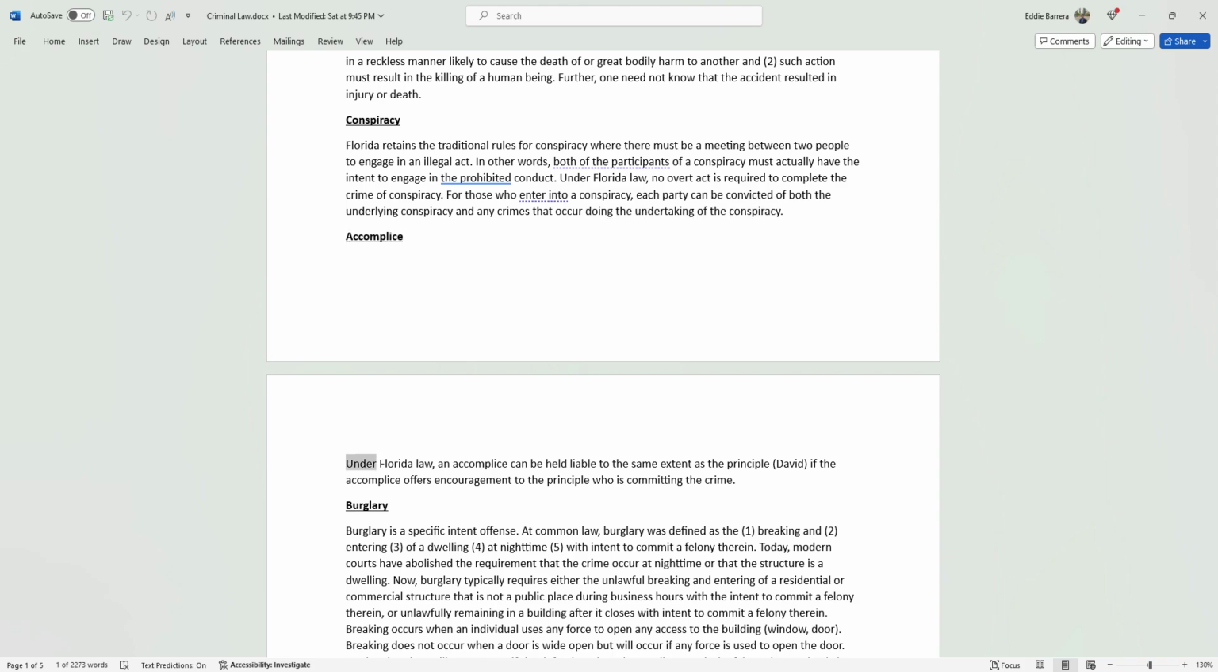Accomplice. Under Florida law, an accomplice can be held liable to the same extent as the principal, David, if the accomplice offers encouragement to the principal who is committing the crime.